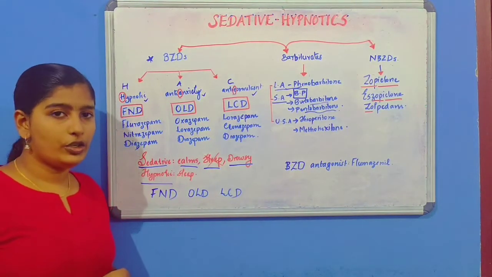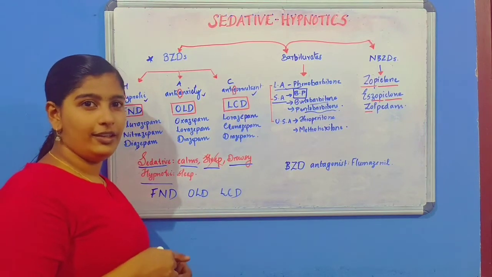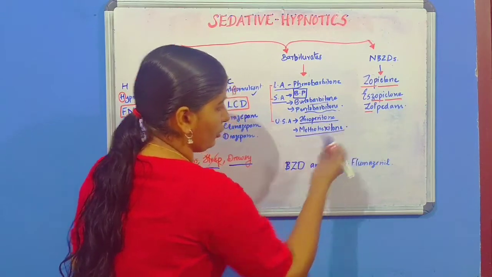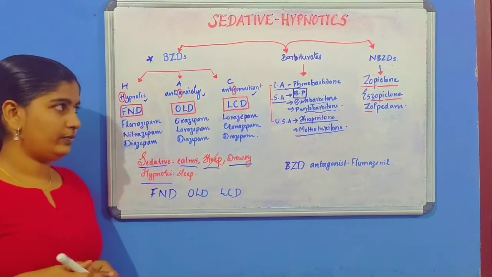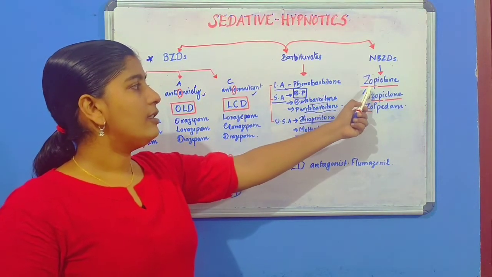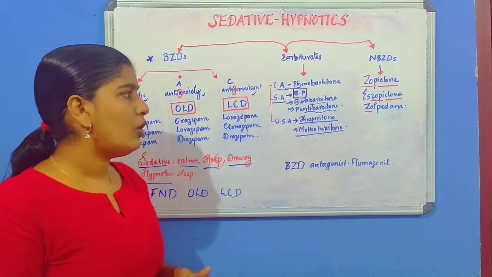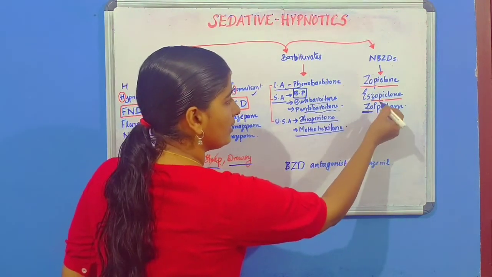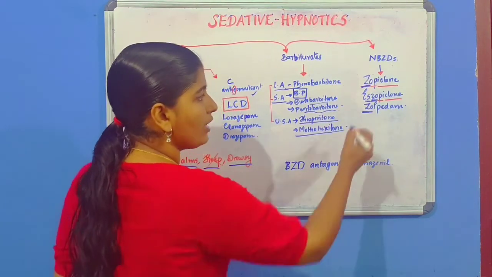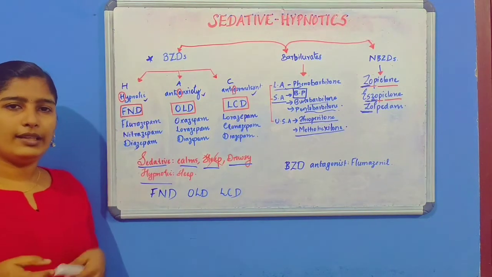Now moving on to ultra-short-acting drugs, there are 2 examples for which I have no code. You can make something up. It's thiopentone and methotrexate. So now moving on to non-benzodiazepines, they are zopiclone, azopiclone and solpadam, all of which have the word zo in it. Zopiclone, azopiclone and solpadam. So those are some examples and the classification.